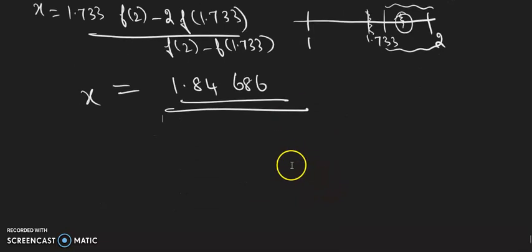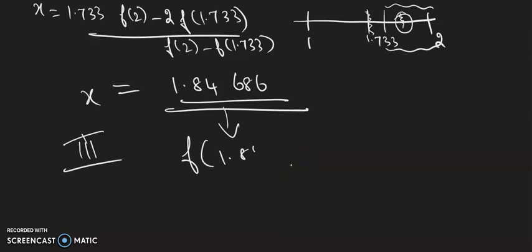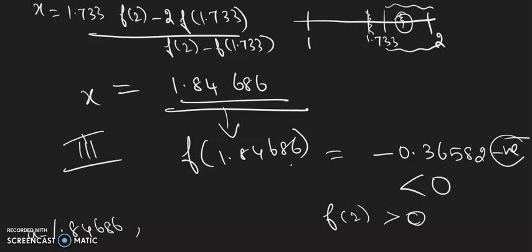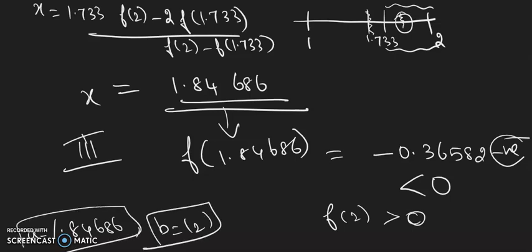For the third iteration, what should you do? I have to check the function value of this 1.84686. And this happened to be a negative value, minus 0.36582. So this is negative, so this is less than 0. And f of 2 is positive, greater than 0. So the root lies between 1.8486 and 2. So this is your new A and this is your new B.